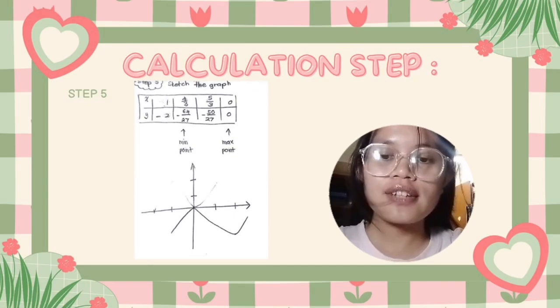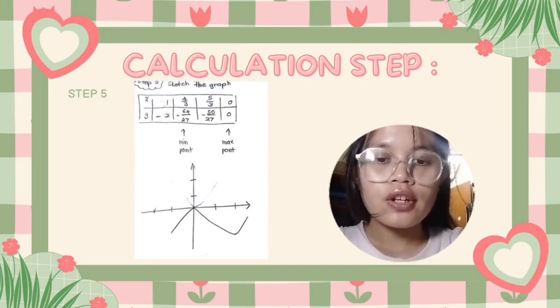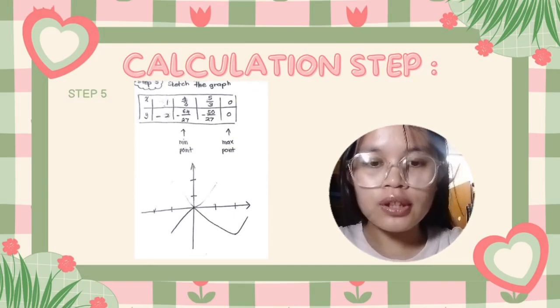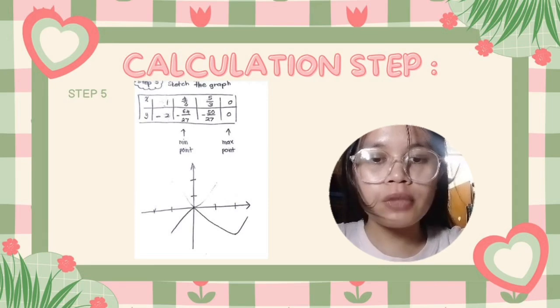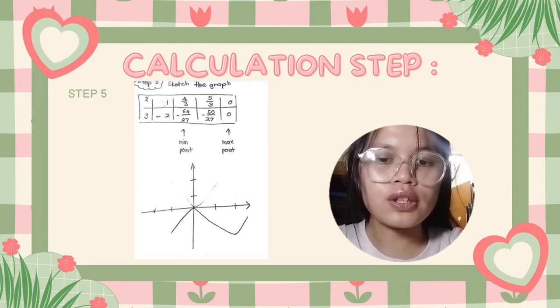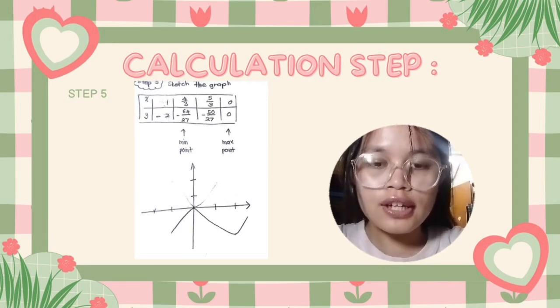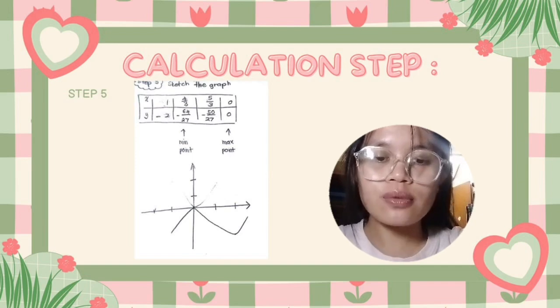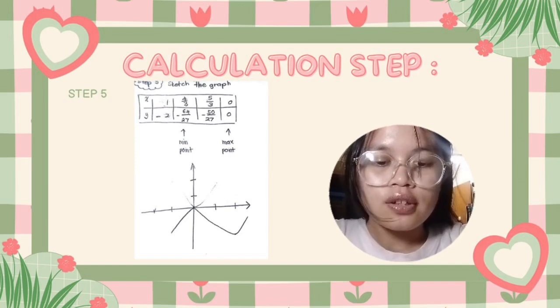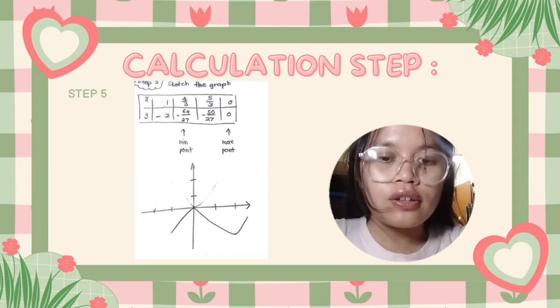So at last is step 5, sketching the graph. First thing first, we make the table, inserting the maximum point and minimum point we got from step 3. Then we take other values of x and y to complete the table. From the picture, we can see how the graph looks for this given problem.